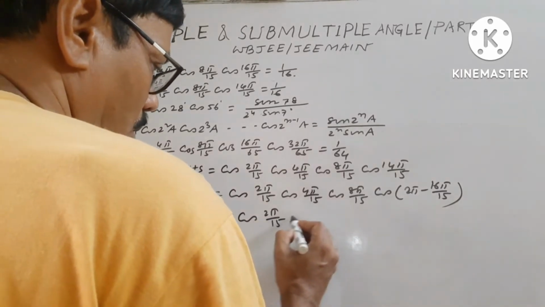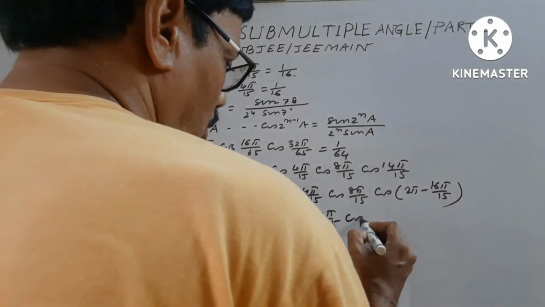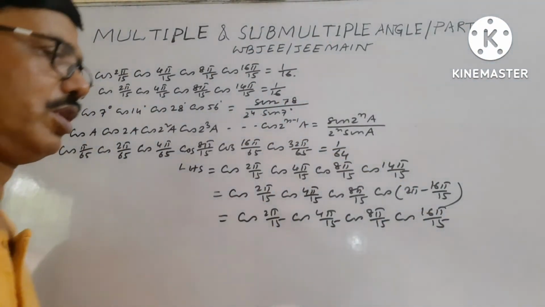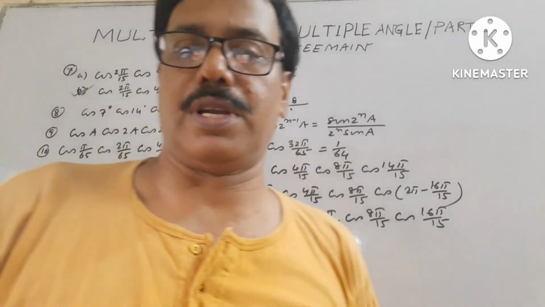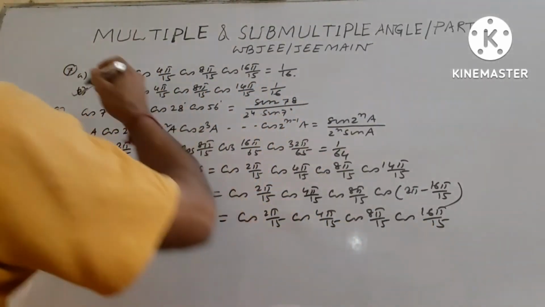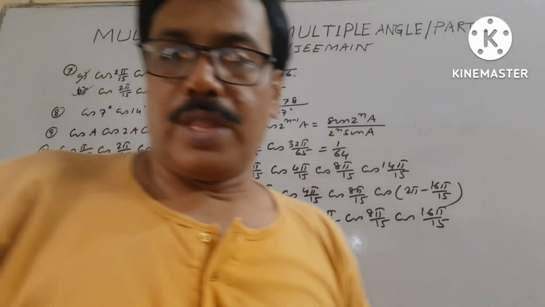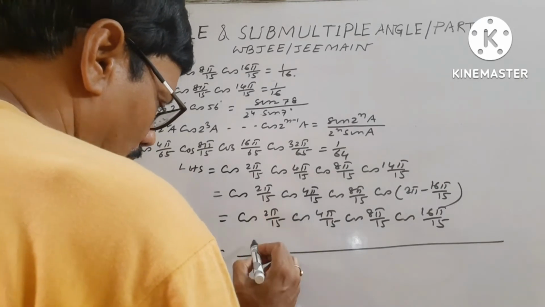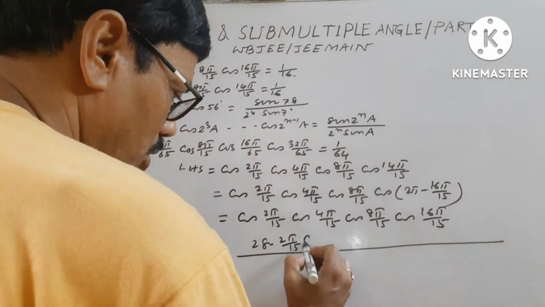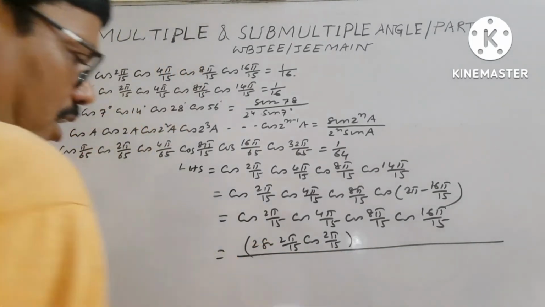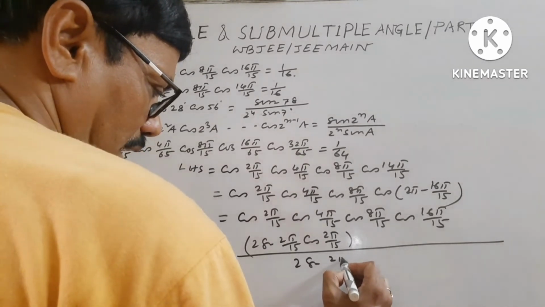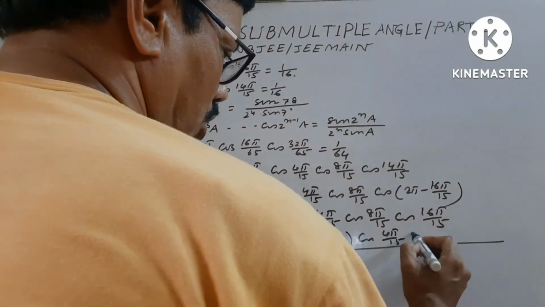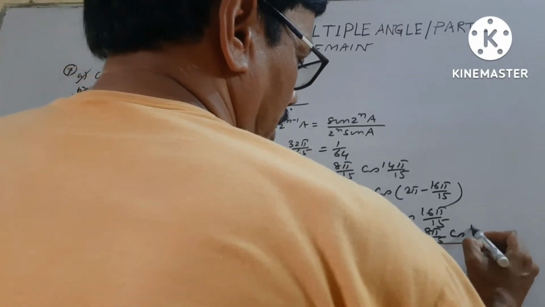So we have cos 2 pi by 15, cos 4 pi by 15, cos 8 pi by 15, cos 16 pi by 15. Now this angle is double the previous. This is our main aim. Now it reduces to the 7a type. If we multiply and divide by 2 sin 2 pi by 15, we get the formula 2 sin a cos a, which was not present here. So we balance it by 2 sin 2 pi by 15, and cos 4 pi by 15, cos 8 pi by 15, cos 16 pi by 15 are unchanged.